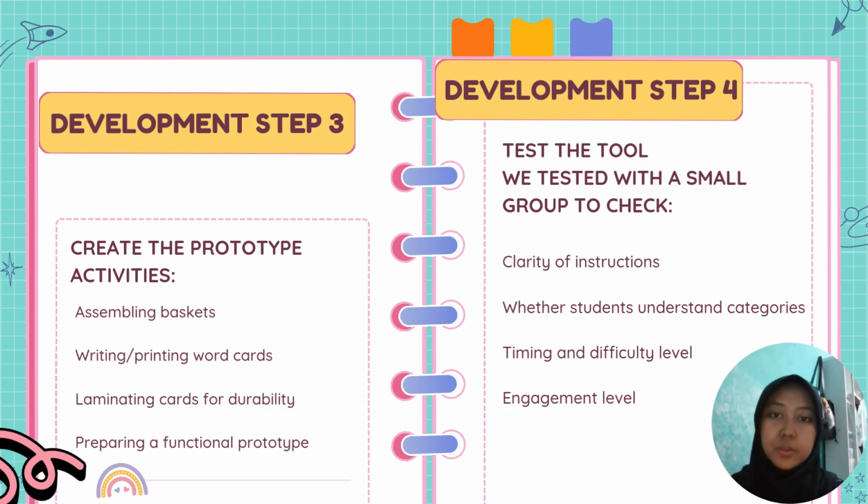Okay, next is development step 3. Create the prototype activities: assembling baskets, writing and printing word cards, laminating cards for durability, and lastly preparing a functional prototype. And then development step 4 is test the tool. We test with a small group to check the clarity of interaction, whether students understand categories, timing and difficulty level, and engagement level.